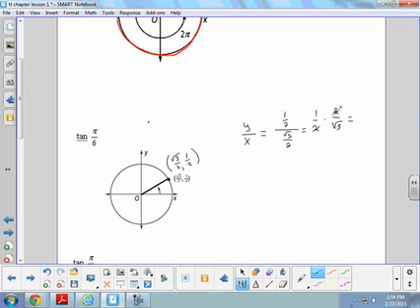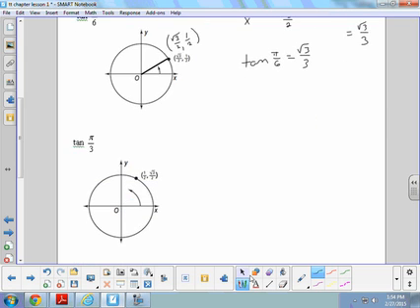The 2's cancel, and I end up with 1 over radical 3. But we can't have a radical in the denominator, so we're going to have to rationalize. And you're going to end up with radical 3 over 3. So the tangent of pi over 6 is radical 3 over 3.